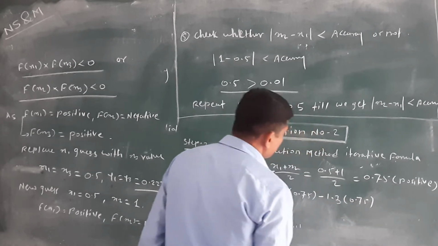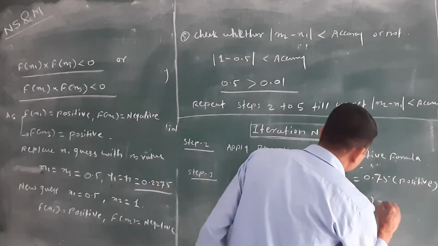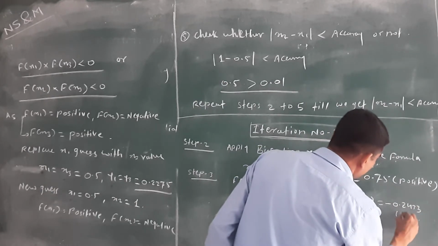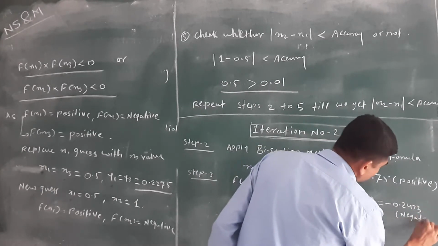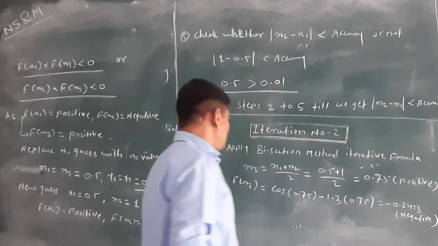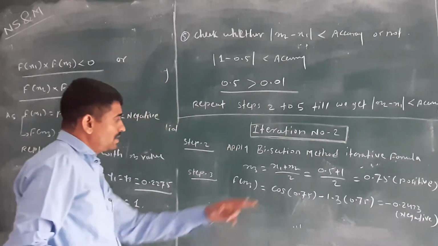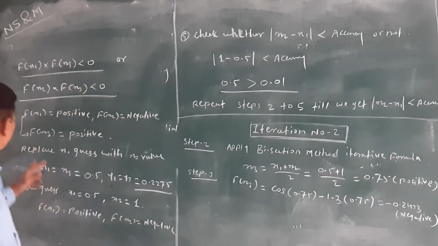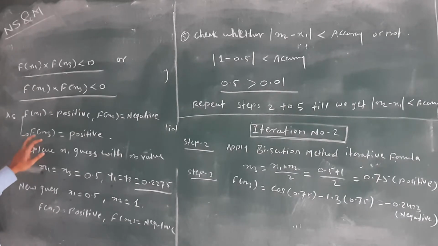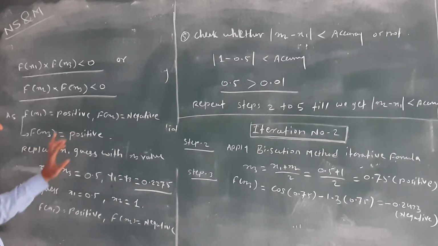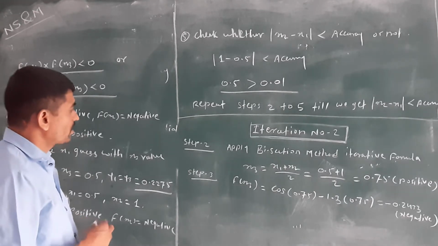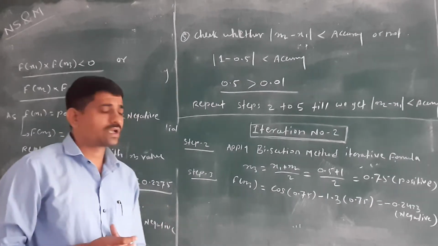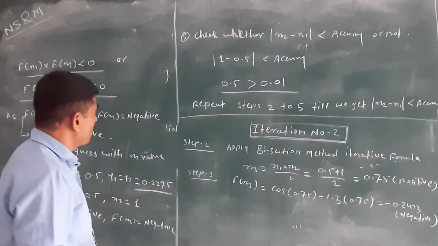0.75. If you solve this, then you will get, check that, minus 0.2433. This value is negative. Okay, remember that. This f of x3, we have the negative value. But in the last equation, if you check, we have f of x3 equal to a positive value.